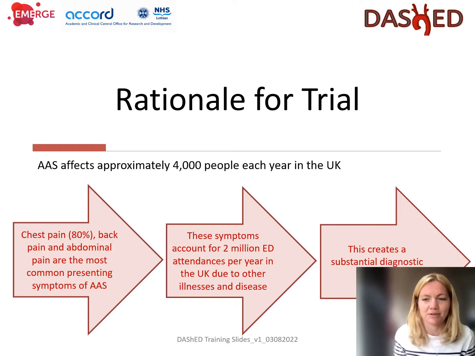AAS affects approximately 4,000 people each year in the UK. The most common presentation of this syndrome is chest pain, making up 80% of presentations, although back pain and abdominal pain are also common presenting symptoms of AAS. The presenting symptoms can be caused by a considerably large group of differentials, of which some are significantly more common than AAS. Chest, back and abdominal pain account for 2 million attendances to ED per year in the UK. This creates a significant diagnostic challenge.